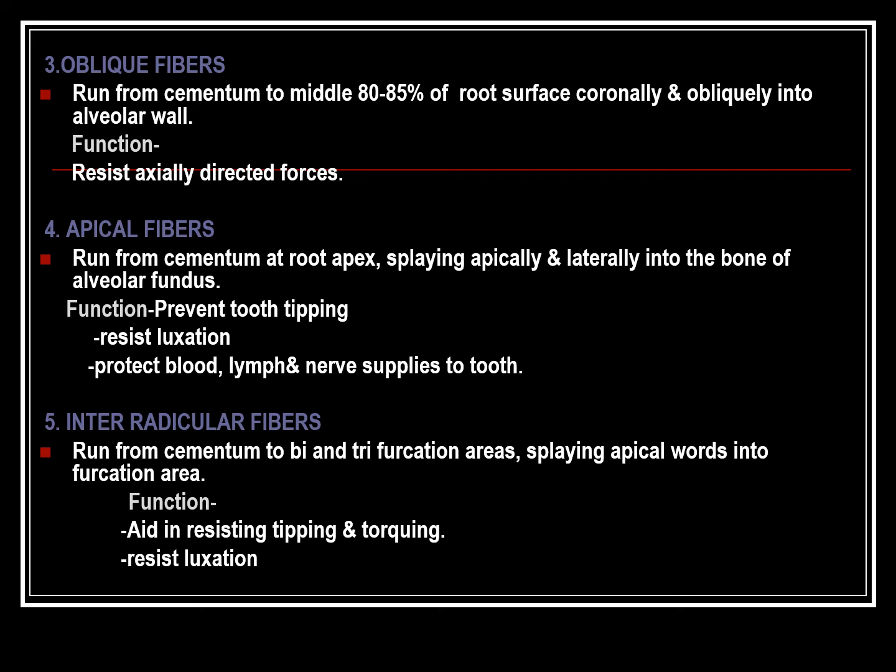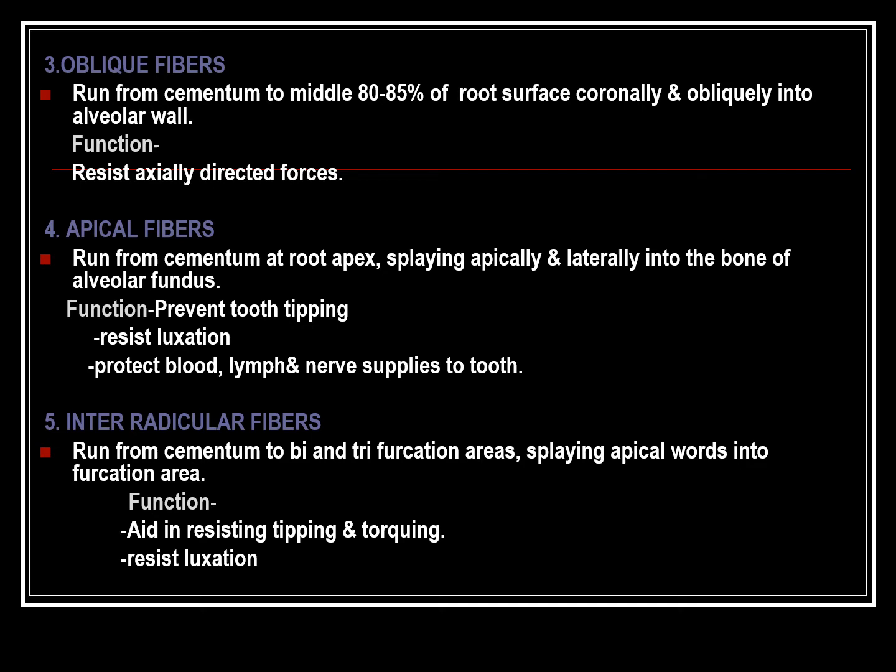The apical group of fibers, these group of fibers run from cementum at the root apex, splaying apically and laterally into the bone of alveolar fundus, and their function is to prevent tooth tipping movements. It resists the luxation of the tooth, and protects blood, lymph, and nerve supply of the tooth.